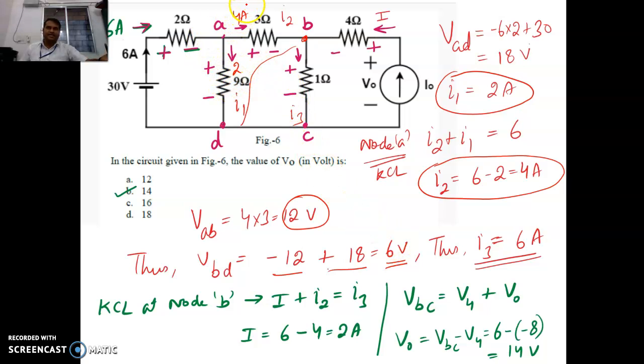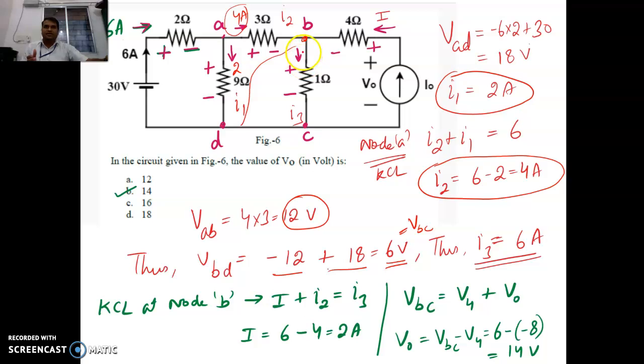Remember, first we take the current in our desired direction. Whatever we want, we give a direction to the current. Now, based on the direction of the current, give the sign convention. If the direction is from A to B, the sign convention is plus and minus like this. After the sign convention, apply KVL. From there we get VBD equal to 6 volt. So obviously VBC is also 6 volts.